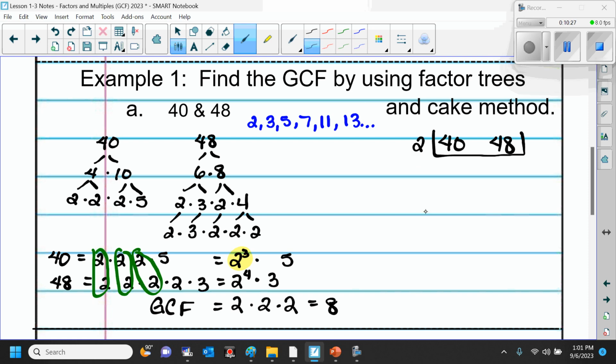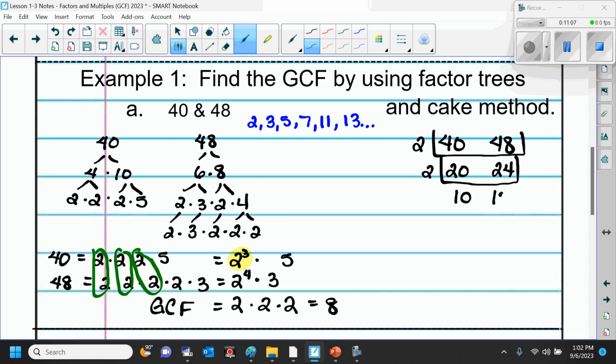So now 40 divided by 2 is 20. And 48 divided by 2 is 24. And then there's another layer to our cake. Okay? I call it an upside down cake. You see what's happening? Okay? All right. Now what's another prime number I can divide into 20 and 24? 2. So 20 divided by 2 is 10. And 24 divided by 2 is 12.